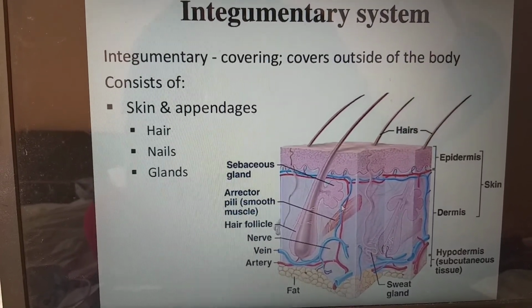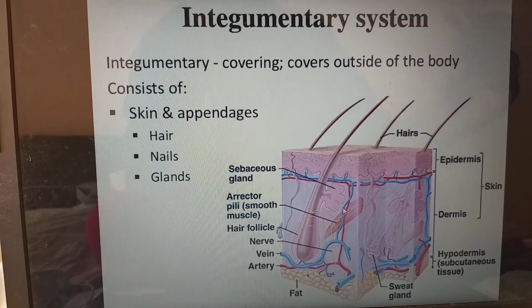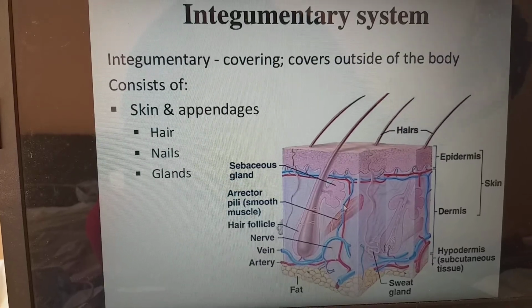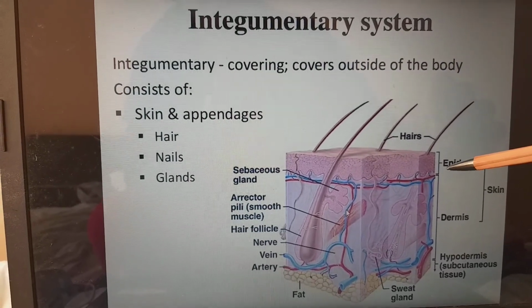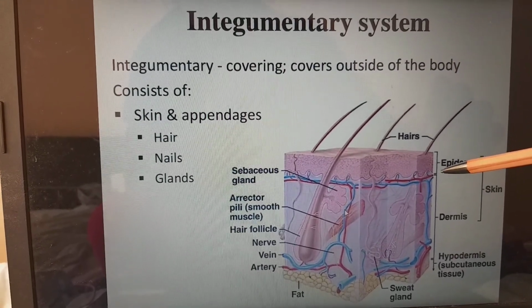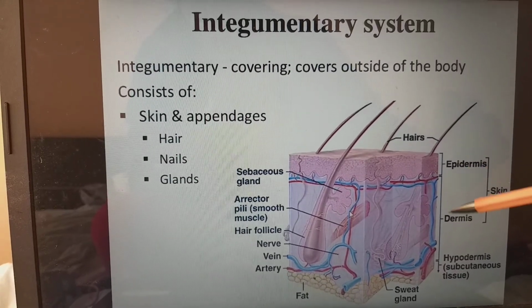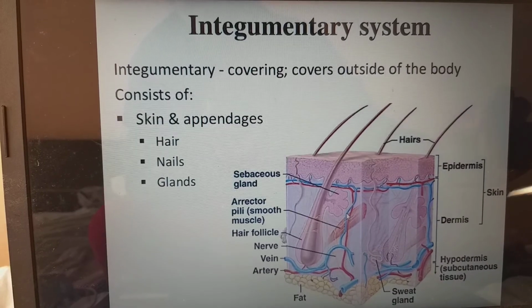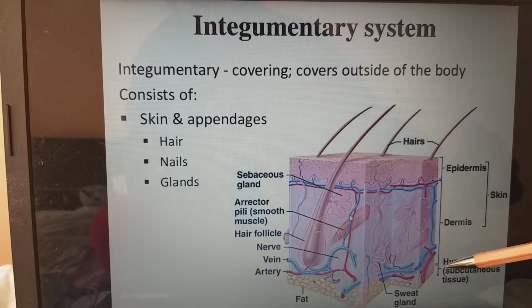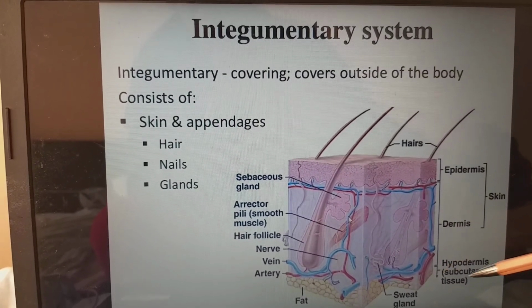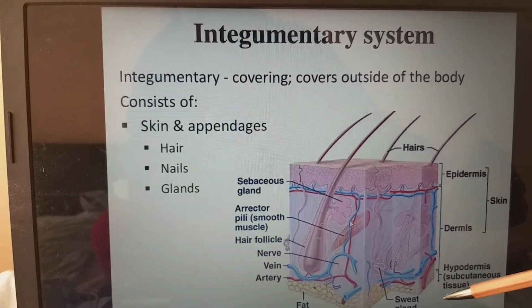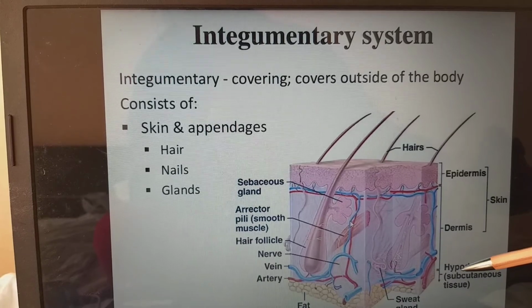This is the picture of the cross section of the skin. So we have the hairs, epidermis. Epi means always above. Dermis means skin. Very top of the skin we have this layer, the epidermis. Below this epidermis we have the dermis, which is the true skin, and below this dermis we have the hypodermis. So here we have the subcutaneous tissue. Hypodermis or subcutaneous tissue, both are the same.